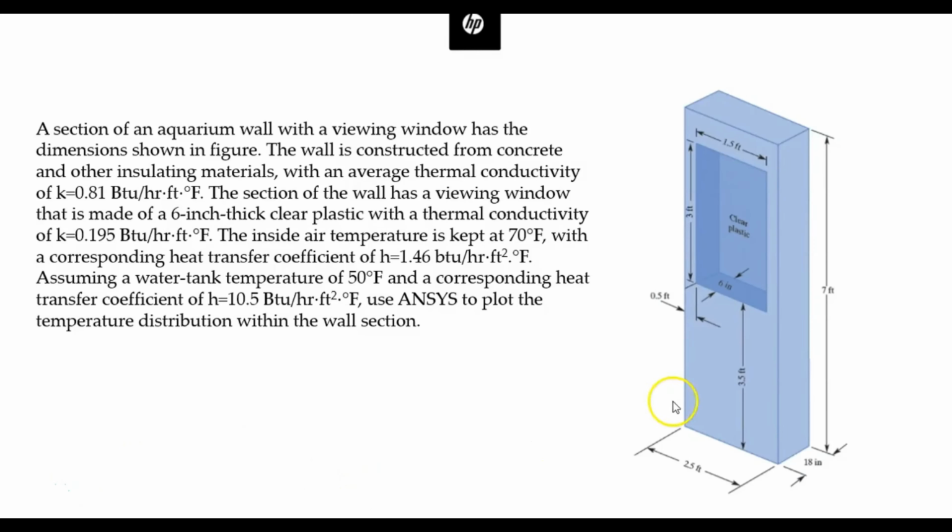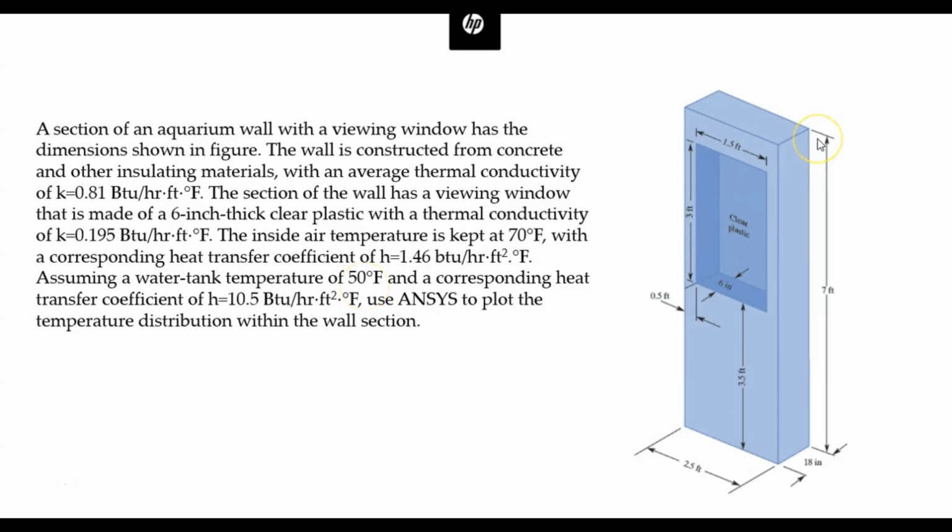Here we have a wall section of an aquarium, made out of concrete and other insulating materials. We know the average thermal conductivity for those materials. Within that section, we have a clear plastic for viewing, 6 inches thick with a thermal conductivity of 0.195. We also know that the inside temperature of the room is kept at 70 Fahrenheit, and the heat transfer coefficient for convection is also given to us. And for the water tank, the temperature is also known to us.